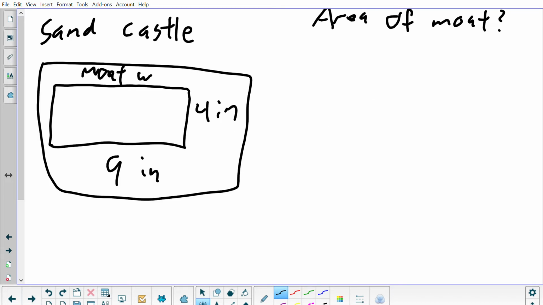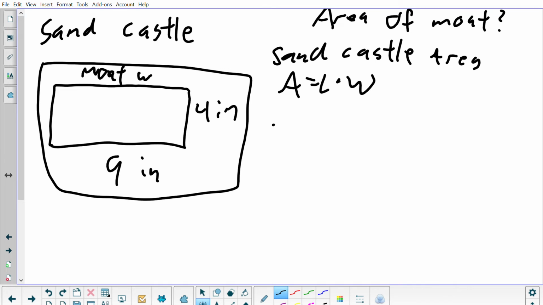All right, there's a sandcastle. It's 9 inches across, 4 inches high, and they want to build a moat around it. What's the area of the moat? So first, let's find the area of the sandcastle. Area is length times width. So 9 times 4, or 36 inches squared.